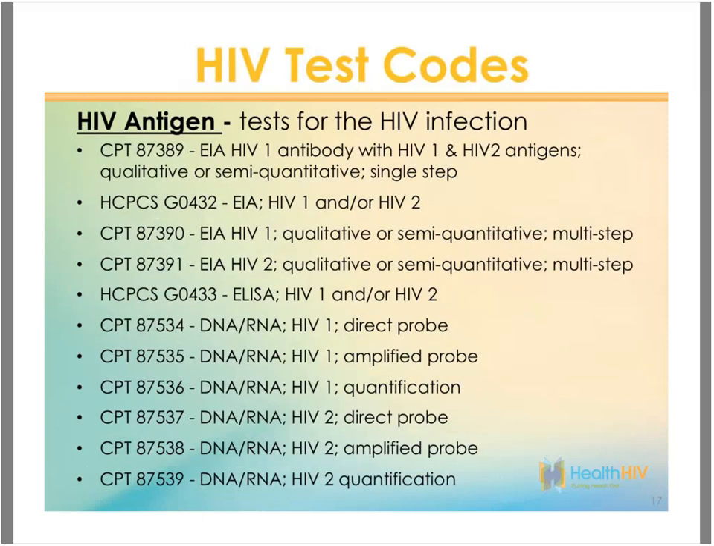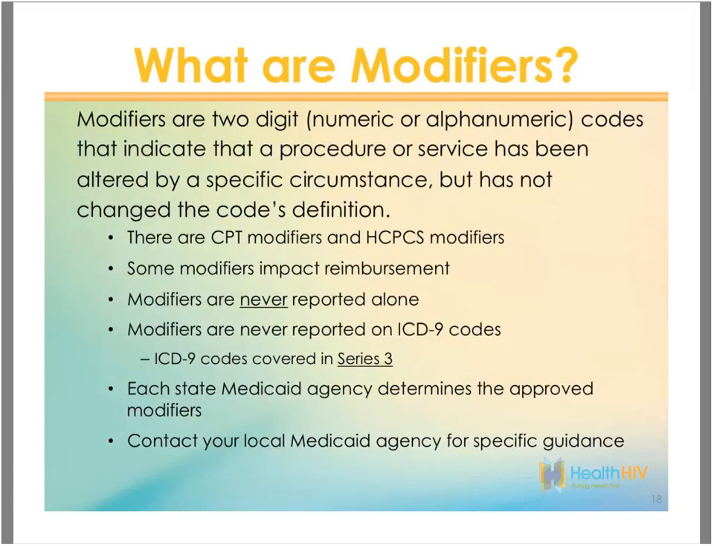Here are some additional codes, and again, this is for the antigen for the HIV infection. So you have your CPT codes, and you also have your HCPCS codes. Modifiers were discussed in installments 1 and 2. There are 2 types of modifiers. Well, let's start with what modifiers are.